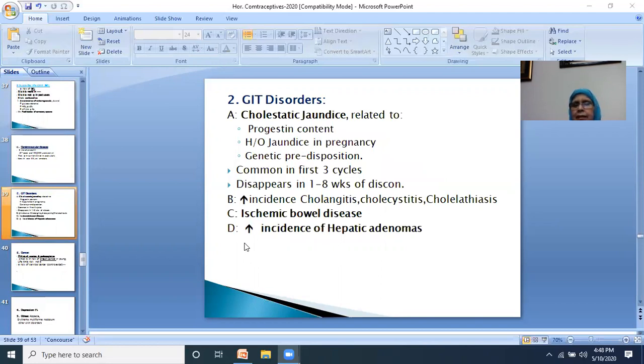Then serious adverse effects related to gastrointestinal disorders: cholestatic jaundice, which is related to progestin content, and if there is a past history of jaundice in pregnancy, and if there is genetic predisposition, then it is common in the first 3 cycles. And after discontinuation, cholestatic jaundice disappears in 1 to 8 weeks. There is increased incidence of cholangitis, cholecystitis, and cholelithiasis. Then there is increased incidence of ischemic bowel disease, which is secondary to thrombosis in the celiac arteries or veins. Then there is increased incidence of hepatic adenomas.